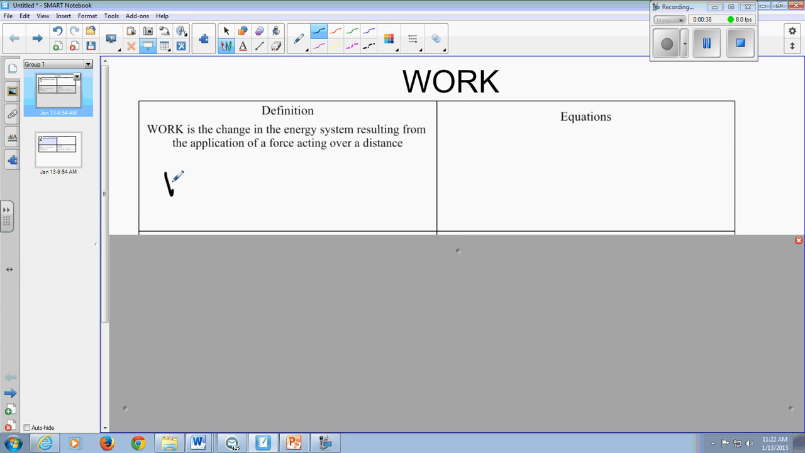I use W for work. It's got units. The units is what we call a J for joule. Joule, J for joule. I'll use a capital J for those units of work. That also happens to be the units for energy, and I'll use capital E for energy.